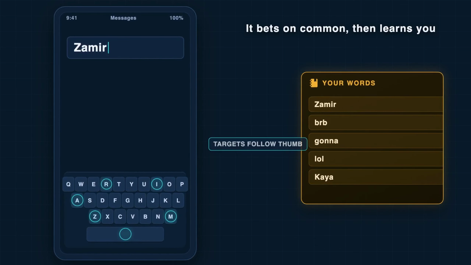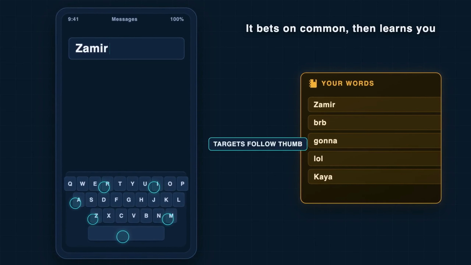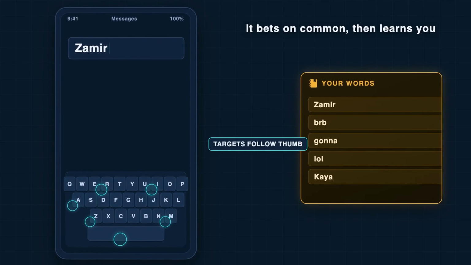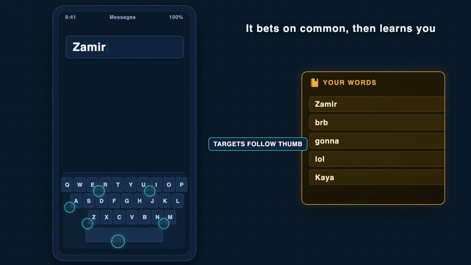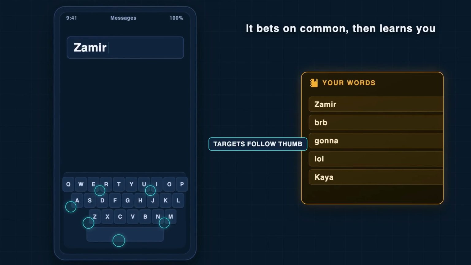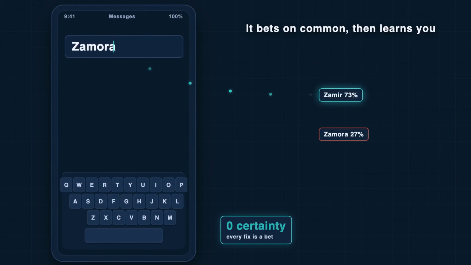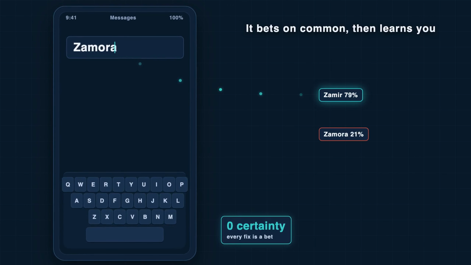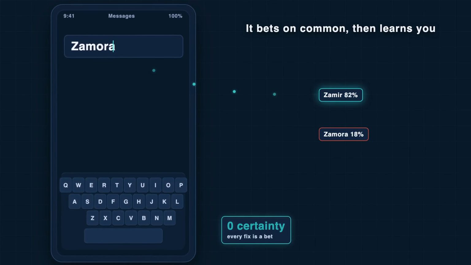And this is the zero certainty idea finally paying off. The phone is never sure. Every correction it makes is a bet. This word, not that one, placed with incomplete information. What makes it feel smart is not certainty. It is that it updates. Each tap you make becomes evidence, and it revises its odds on the next word. It is wrong sometimes because betting means sometimes losing.